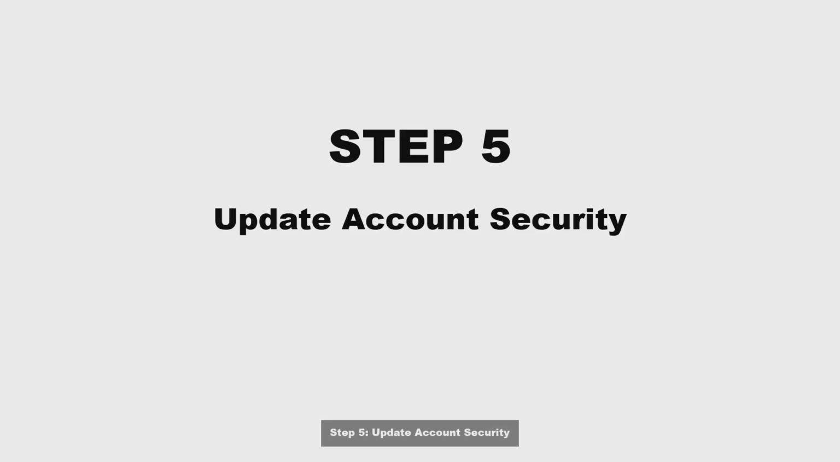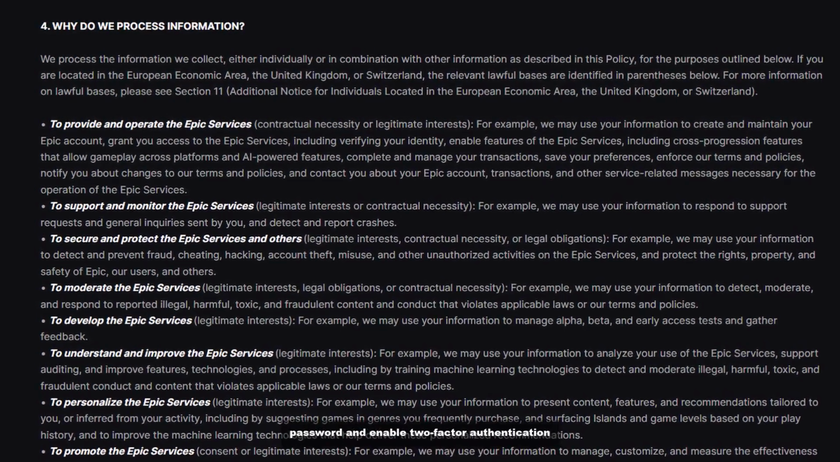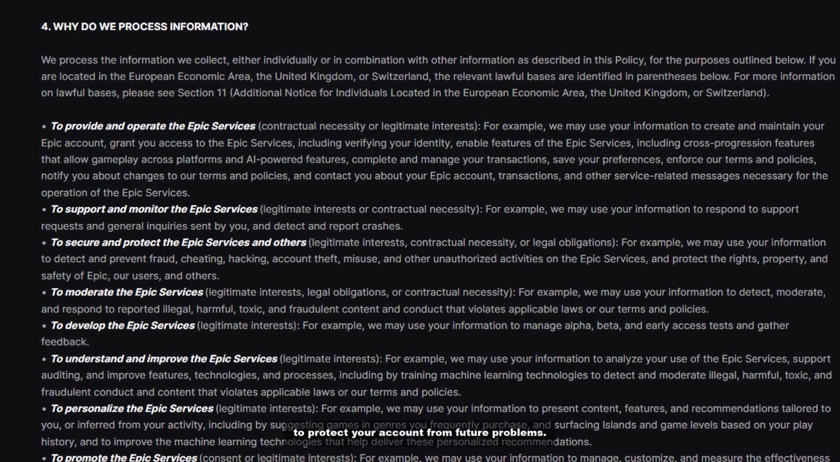Step 5. Update account security. After resolving your billing issue, consider updating your account security. Change your password and enable two-factor authentication to protect your account from future problems.